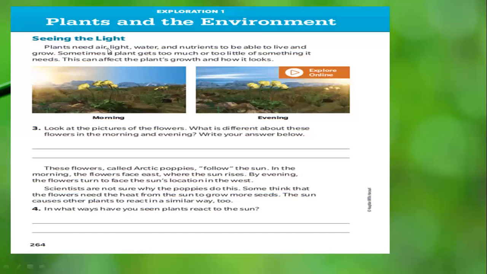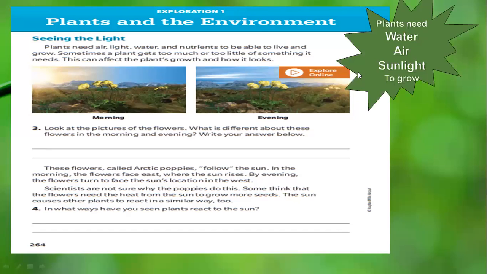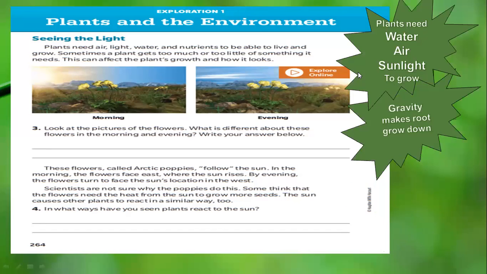Plants need air, light, water, and nutrients to be able to live and grow. Sometimes a plant gets too much or too little of something it needs. This can affect the plant's growth and how it looks. Look at the picture of the flower. What is different about this flower in the morning and in the evening? In the morning, it blossoms and opens to get the sunlight, and in the evening, it curls up. What does the plant need? Water, air, and sunlight to grow.